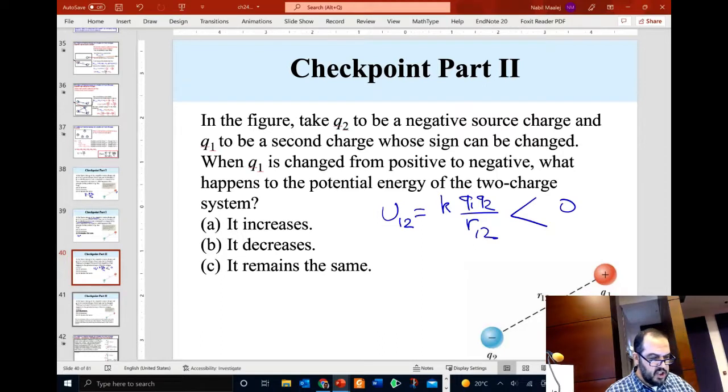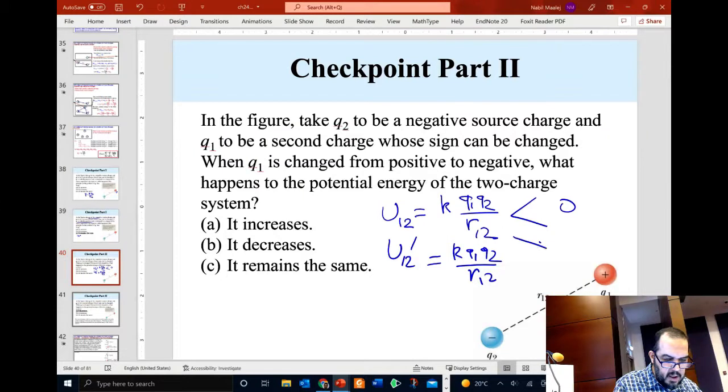Okay, we change Q1 to negative. So now U12 prime is going to be K Q1 Q2 divided by R12, but now it is going to be positive, and negative times negative is positive. So did the potential energy increase or decrease? It increased. It went from negative to positive. So you see here the signs are very important. The signs of the source charge and the test charge.